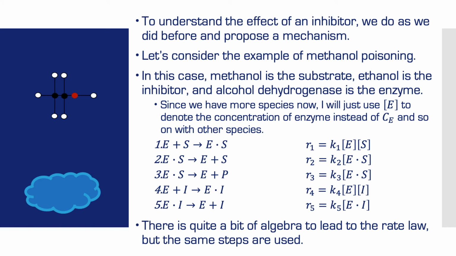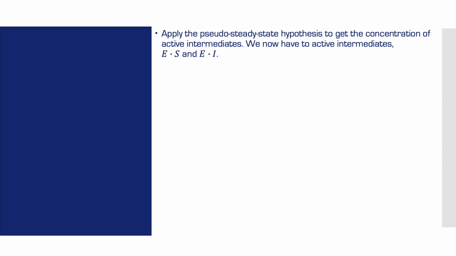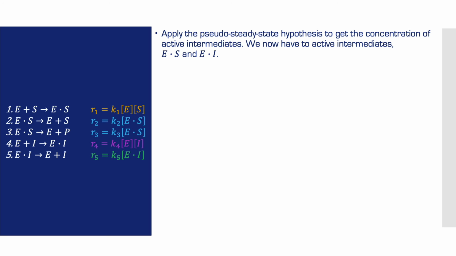There's quite a bit of algebra to lead to the rate law, but the same steps are used. Apply the pseudo-steady state hypothesis to get the concentration of active intermediates. We now have two active intermediates, enzyme and substrate, and enzyme and inhibitor. Now let's draw some comparisons.